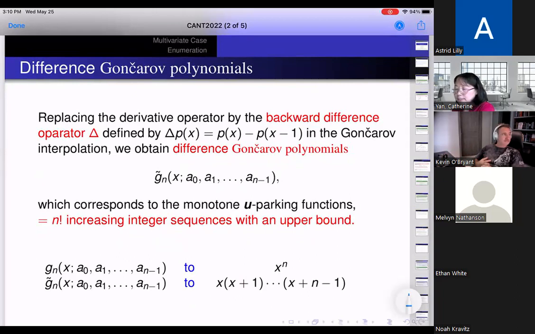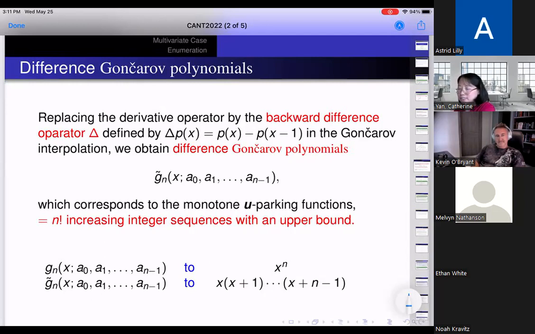This operator, which I write as big delta, applied to a polynomial p gives p(x) minus p(x minus 1). You consider the same interpolation problem and you get a new family of polynomials, called the difference Gončarov polynomials. Up to a scaling factor n factorial, these give the same kind of correspondence to the sequences of increasing parking functions. Actually, we can say increasing integer sequences with a fixed upper bound.